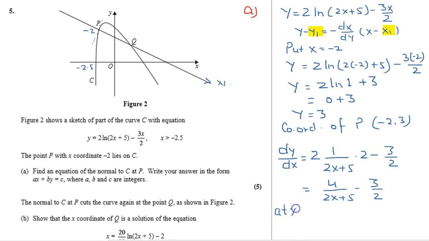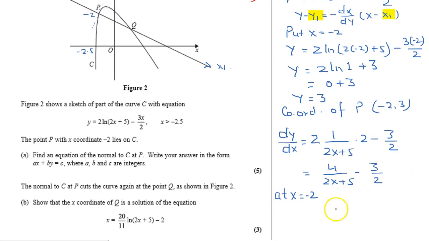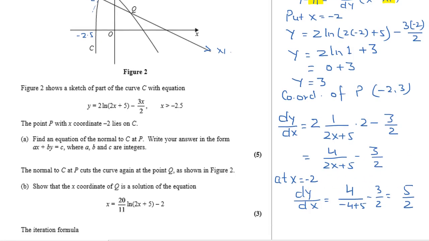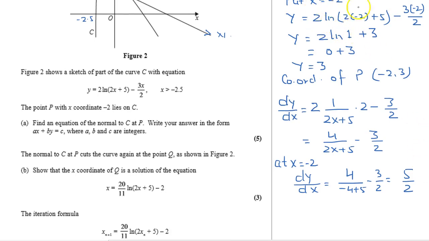So at x equal to minus 2, we have to find dy over dx. It will be 4 over 2 times minus 2, which is minus 4, plus 5, minus 3 over 2. So that is equal to, this is 1. So 4 minus 3 over 2, that is 5 over 2. So that is the value of dy over dx. Now we put these values in this equation.